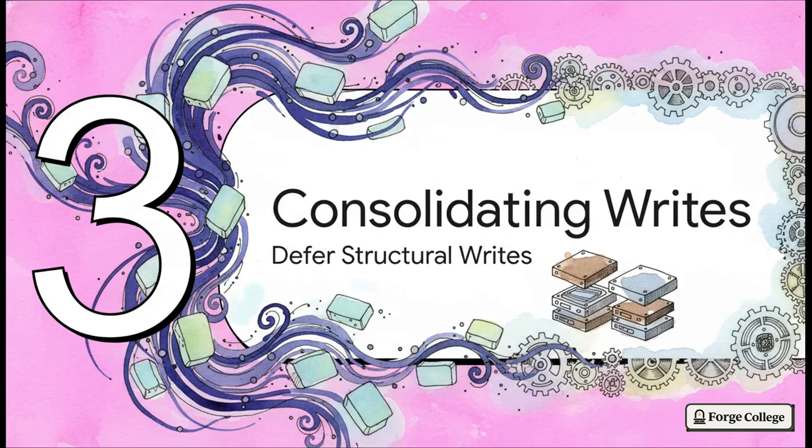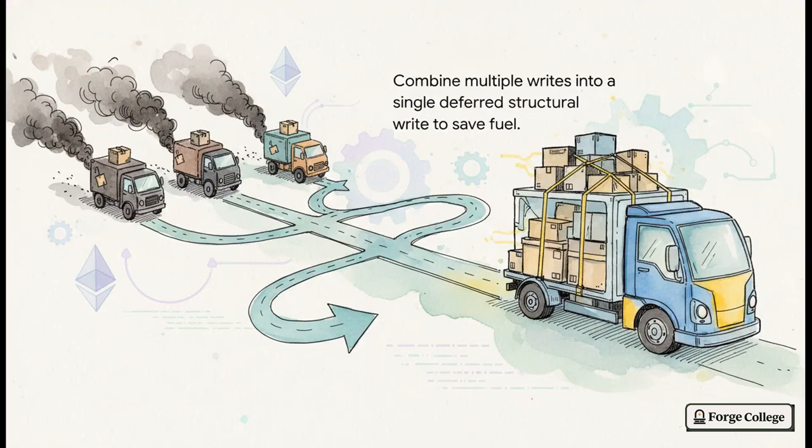Moving right along to Section 3, consolidating storage writes. The goal here is to combine multiple mapping and variable writes into a single deferred structural write to save fuel. Think of this like a consolidated shipment. Instead of sending out 3 separate delivery trucks, which in our world means 3 separate expensive storage writes, just to update a user's total balance, their transaction count, and their active status, why not just load everything onto a single truck at the very end? Deferring that final write until all fields are computed is easily one of the quickest ways to slash your gas costs.